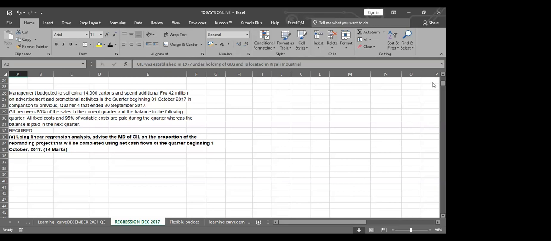So if you answer the question, there is a target. What is the mission here? There is funds required.